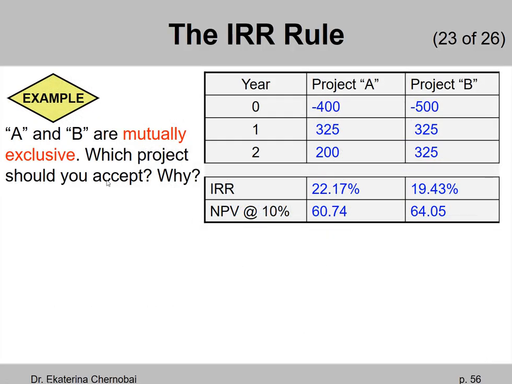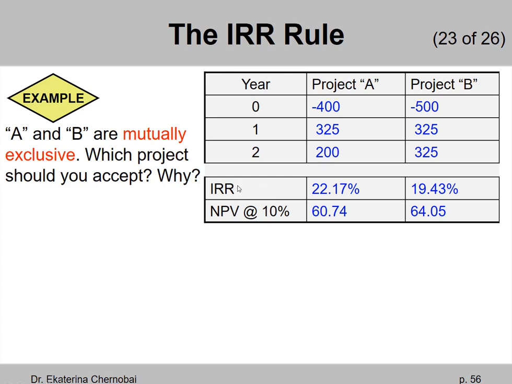Next example. A and B, two projects, are mutually exclusive. Which project should you accept and why? What do we know for each project? Project A would require spending $400 in year 0. In year 1, it will return $325. In year 2, it will return $200.